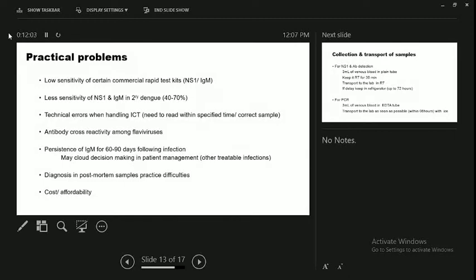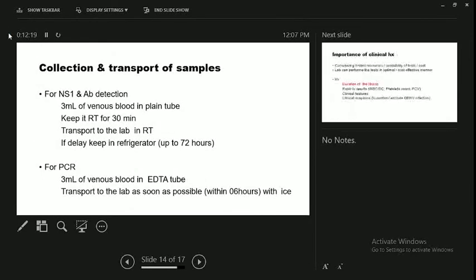Then diagnosis of postmortem samples is very important. As in the previous lecture also, we have to put this into normal saline and do the diagnosis. Otherwise, we can't do it in formaldehyde. And cost and affordability is very important because we have to do these tests very rationally. Then I have put up the collection and transport of specimens.